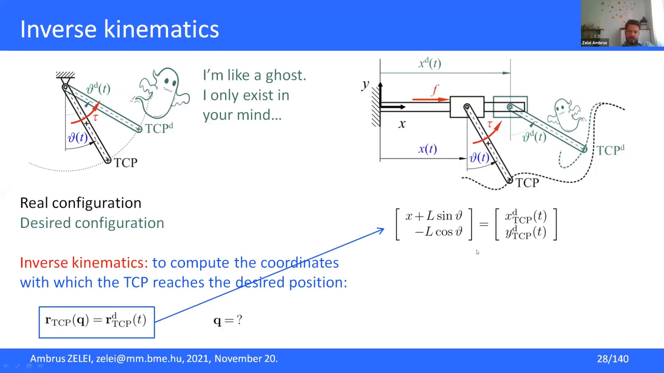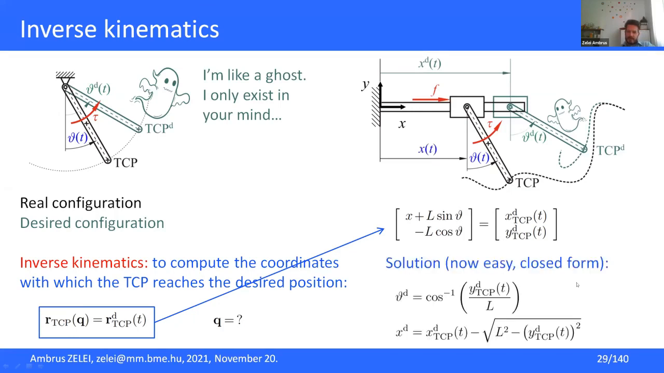And I am also able to calculate the end point of the robot, the tool center point, based on the coordinates. So if I know the X coordinate and the theta angle, then I am able to say where the tool center point is. And this equation must be solved. So the tool center point location is given by X and Y. So this whole equation must be solved for theta and X. And now this solution is very simple. We can have a closed form result, but in general it is not that easy. But you can read in the books about this. I will show some literature at the end.